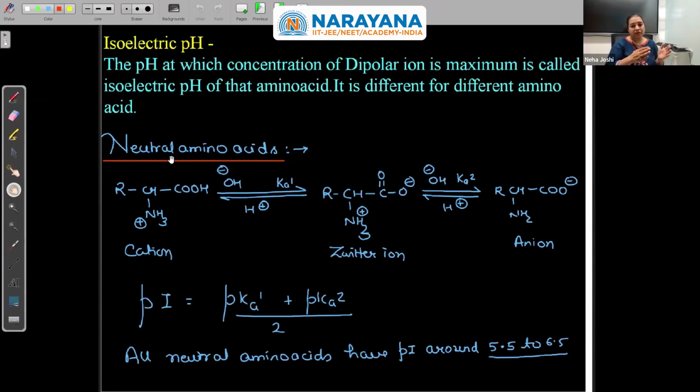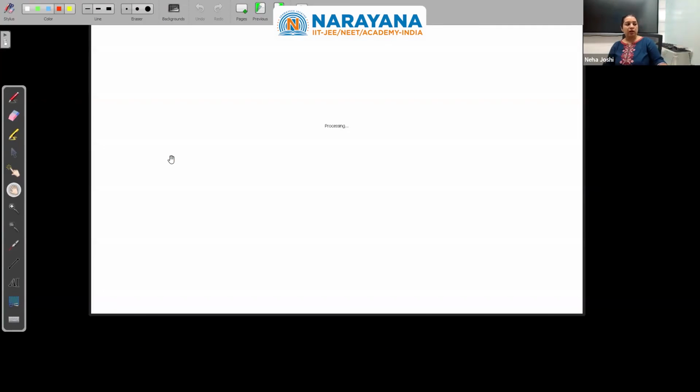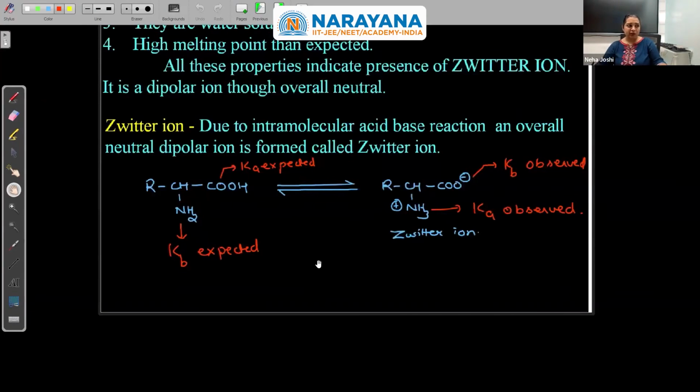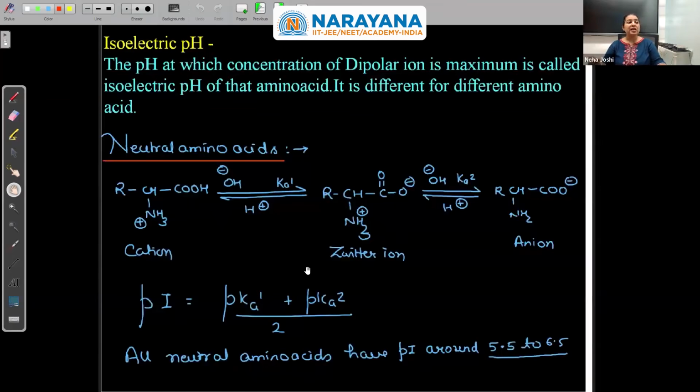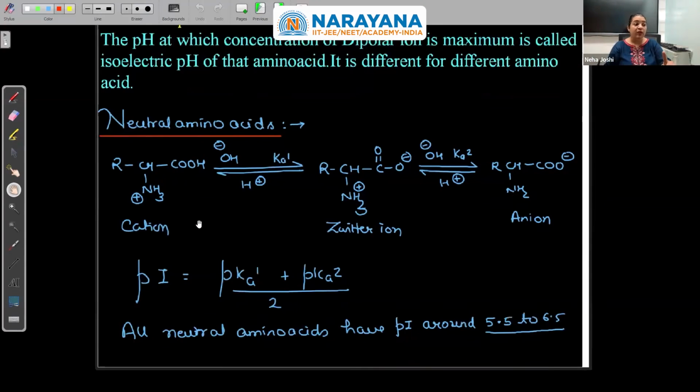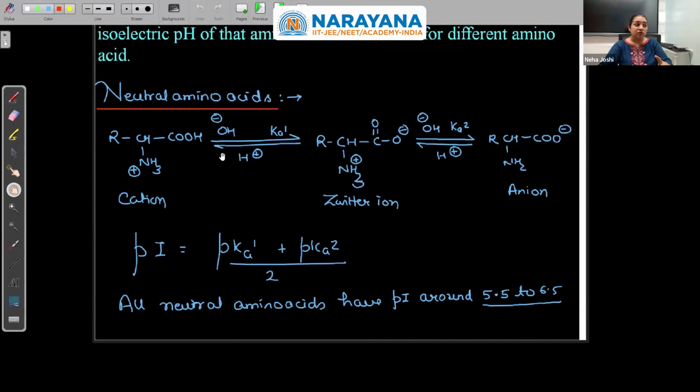Now what happens is that the different forms of amino acid, like the neutral and the ionic, will be in equilibrium. Yes, but further they will be in different forms based on the pH of the medium. The pH at which the concentration of the dipolar ion is maximum is called the isoelectric pH of that amino acid. And of course, it will be different for different amino acids because they have different K1, K2. Now, learn how to find the isoelectric pH of an amino acid. This is a very important question zone.